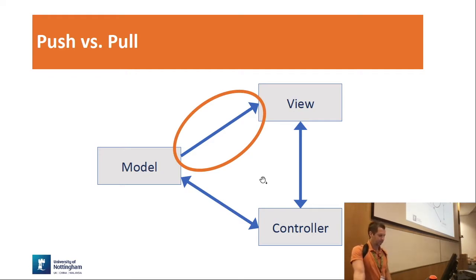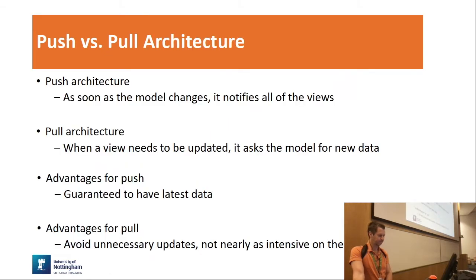In this example, there's a two-way communication between the model and controller, but a one-way communication between the model and the view, and a two-way communication between the view and the controller. In the push architecture, that's represented by the one-way directed arrow. In the pull architecture, that's when the arrow is facing us, right? And it's up to you how you want to implement that, whether or not you want to support both directions of communication.